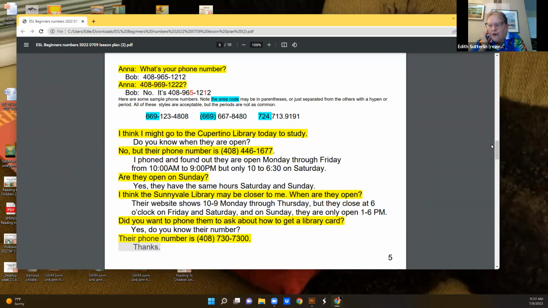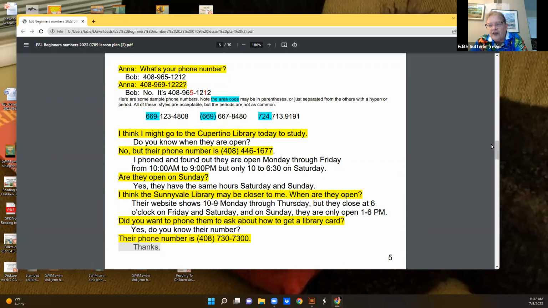So here are 3 different phone numbers. The first one is 669-123-4808. We could also say 4808 or 4808. The second phone number is area code 669, then 667-8480 or 667-8480.